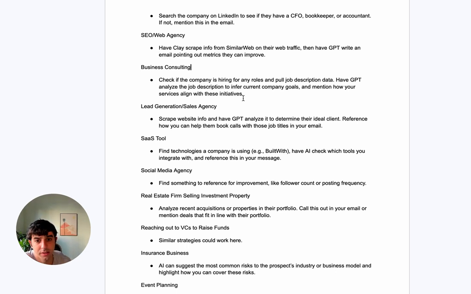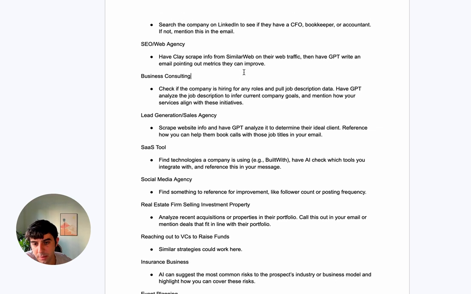Now, let's say that you're a business consulting firm. You can check if the company is hiring for roles and pull job description data. So again, this is just one example, right? But if I was a business consulting firm, which we are for sales and lead gen, whatever kind of consulting you do, you could check if the company is hiring for roles in the area that you help with, because there's databases that pull this for you, right? There's databases even within Clay that can check LinkedIn, or they can check Indeed, and they can check if the company is currently hiring for any roles, right?